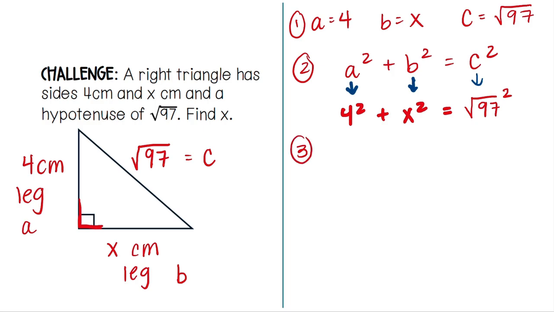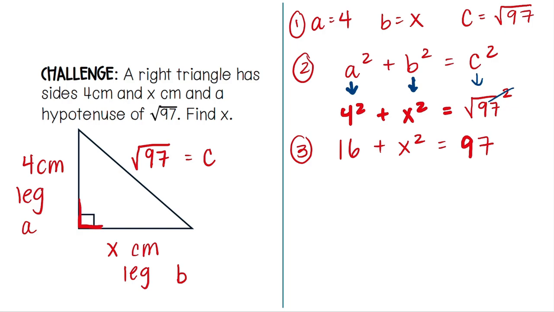4 squared is 4 times 4, which is 16. X we still don't know. And the square root of 97 squared, if you type that into the calculator, you might notice that it's a little interesting. I should just get 97. Because remember that those are opposite operations. It's like if I take a number and I add 3 and then I subtract 3, I should be back to the same number. If I find the number that when I multiply it by itself gives me 97, and then I square that number, I should be back to 97. So really I don't have to do any math. Knowing that those are opposite operations, the squared and the square root cancel each other out.